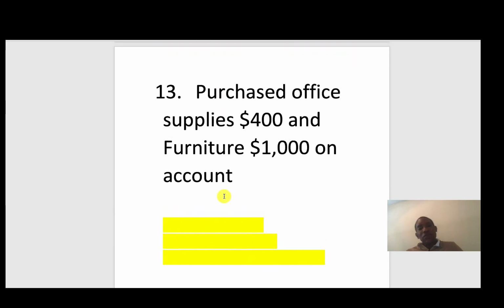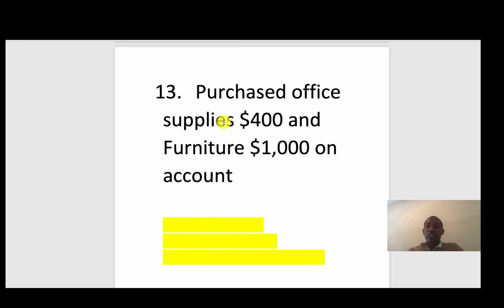Okay? Now here we come to our first compound entry, which means that there are more than 2 lines. You'll see down here, it's 3 lines. So for these, what you need to do is split it up and just do 1 line at a time. So what's happening here? The company purchased office supplies for $400, and then they purchased furniture for $1,000, and both of these were on account, meaning they didn't pay anything. They owed money.